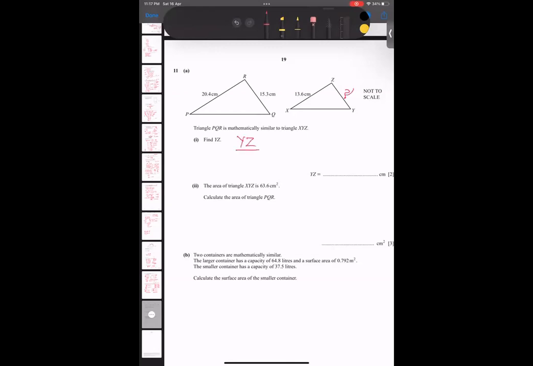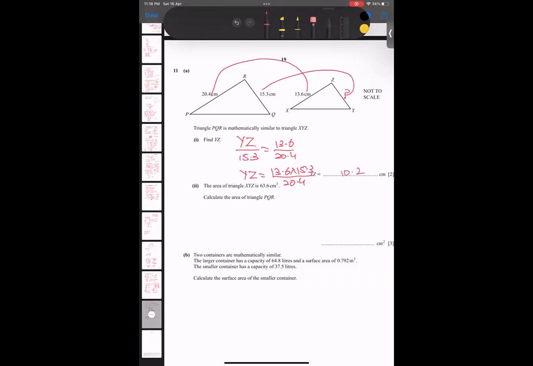YZ, this divided by this, so it becomes 15.3 equal to this divided by this. Same order, we should write 20.4. Now multiplying, YZ equals 13.6 times 15.3 divided by 20.4. Let me calculate 13.6 times 15.3 divided by 20.4, and the answer turned out to be 10.2.